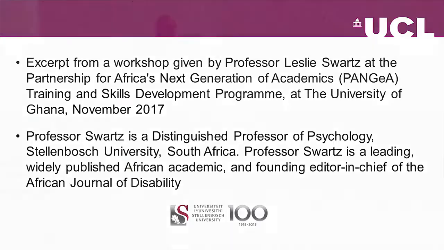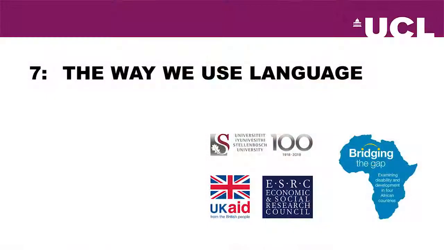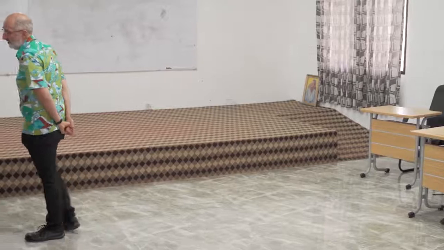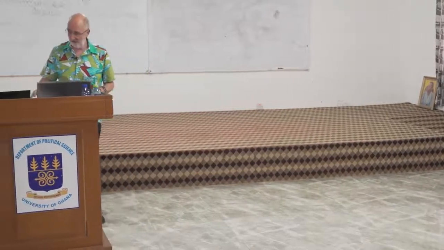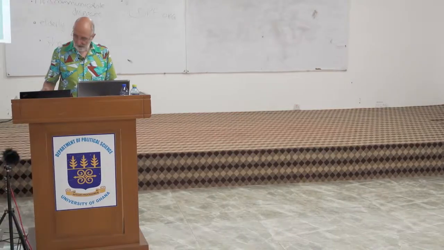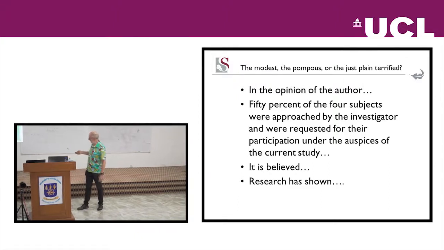Now I want to talk a little bit about the way in which we use language. We spoke before about the fact that most people who are writing are not first language English. And unfortunately, a large amount of what you read in journals is very badly written. And here are some examples of actual things written in articles.